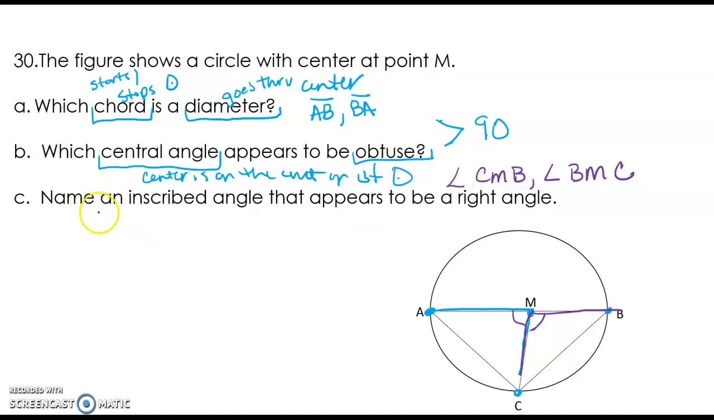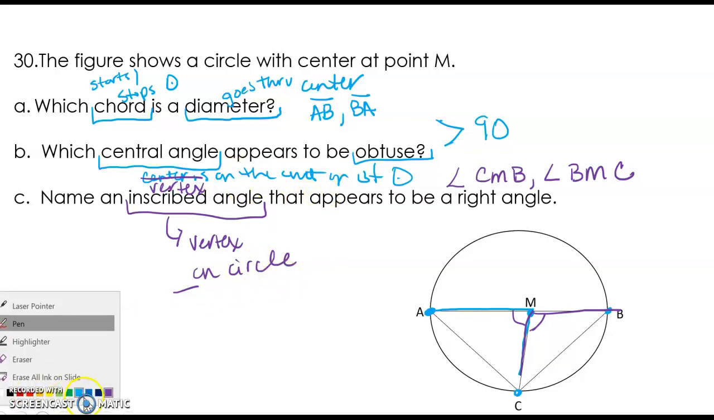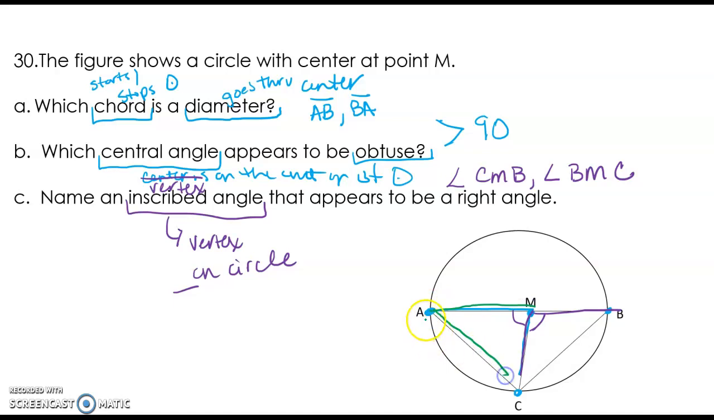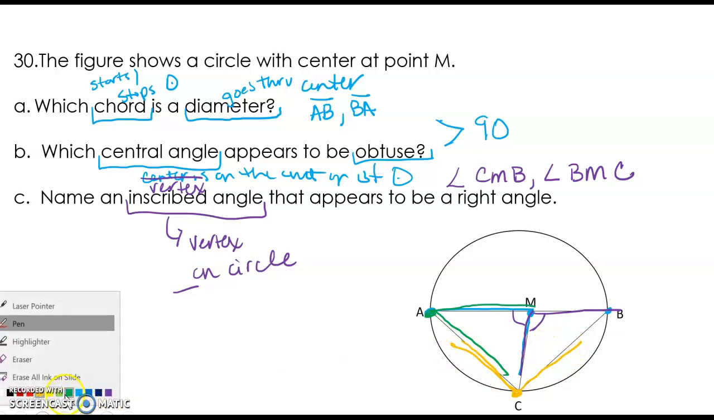Okay. Name an inscribed angle. So this means that the vertex is on the circle. This vertex is in the center of the circle. Appears to be a right angle. So let's see what we got here. So we have this one, because this is on the circle, right? We have this one, because this is on the circle, right? And we have one more inscribed angle.